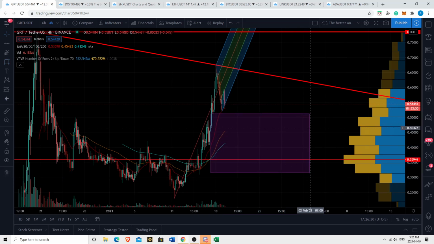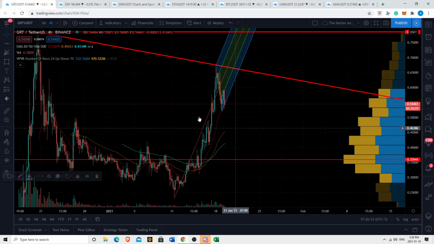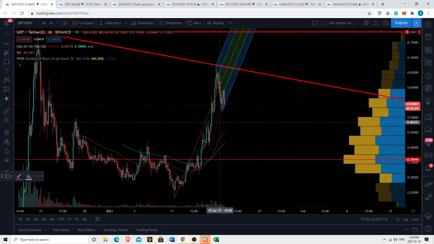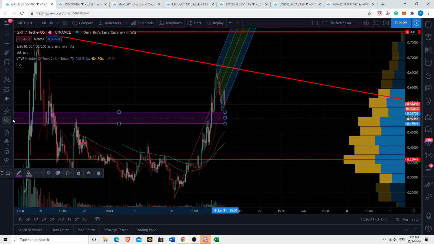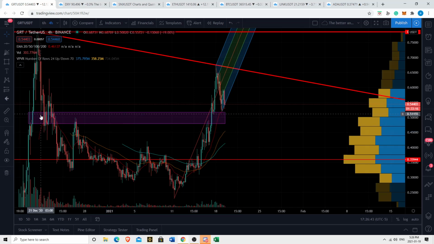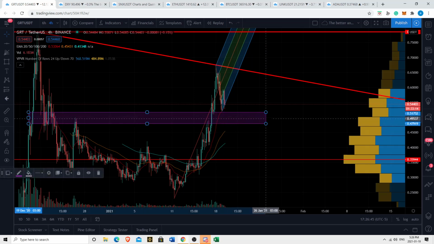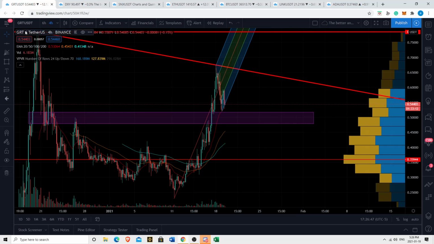be considered support here. And sometimes lines aren't as useful, because really what I want to do is draw like this, to get a lot of these wicks within this. So I do think this area makes some sense.